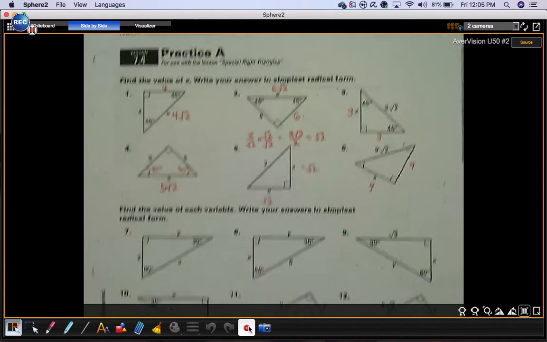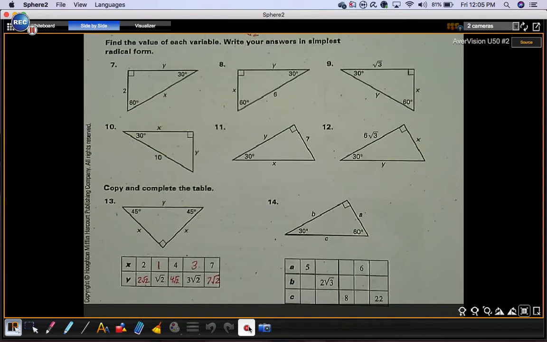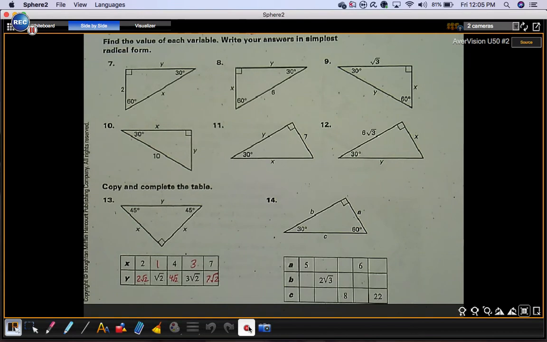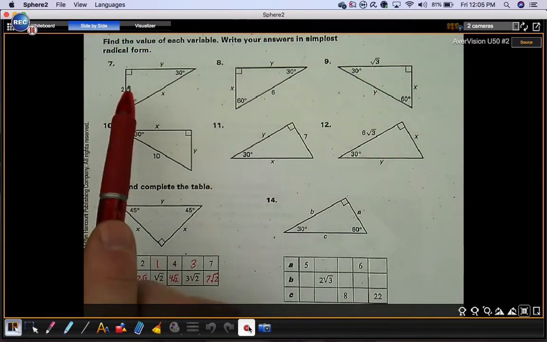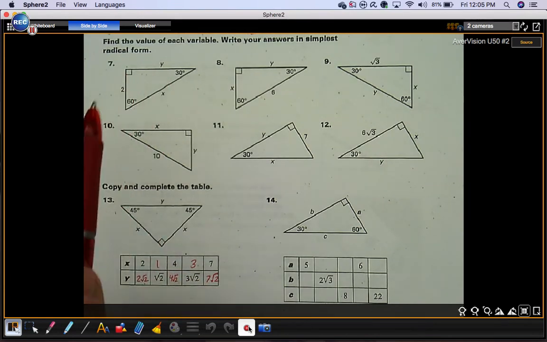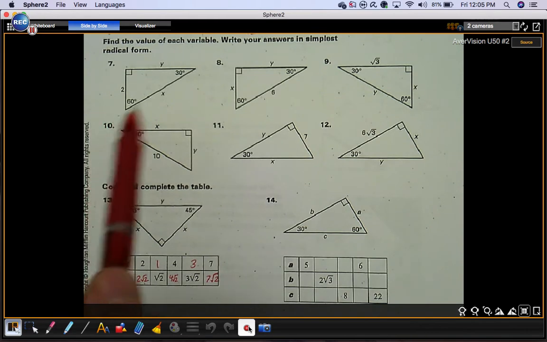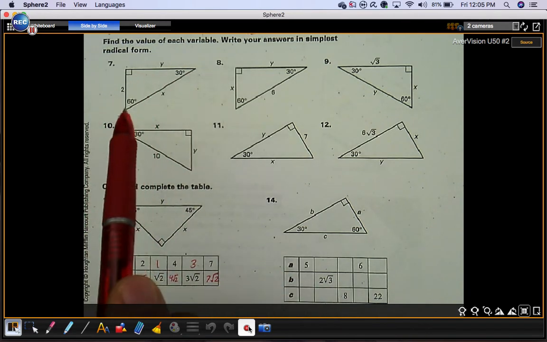This is practice A for section 7.4. We're going to look at 30, 60, 90 triangles in this video. So the difference between 30, 60, 90s and 45, 45, 90s is that the leg lengths are different.